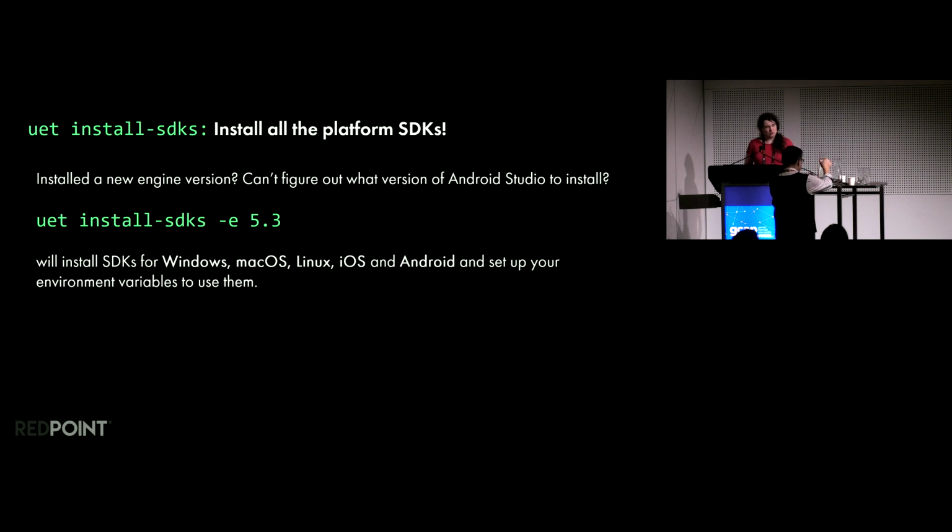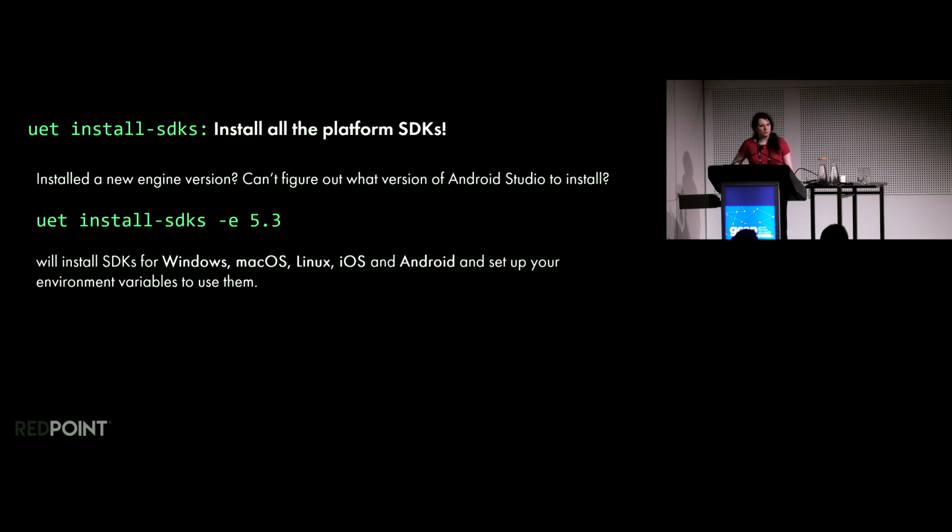So when you install a new version of the engine and you try and build and it's like, hey, you don't have the right version of the SDK installed, and you have to go hunt down in the Unreal Engine docs what version of Android Studio you need today, you don't have to do that anymore. You can type UET install SDKs and then the engine version you have installed and it'll go and install all the SDKs for you.